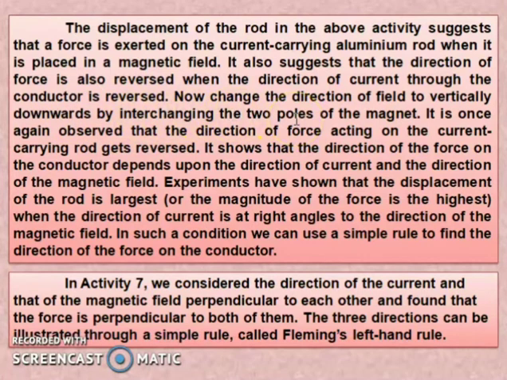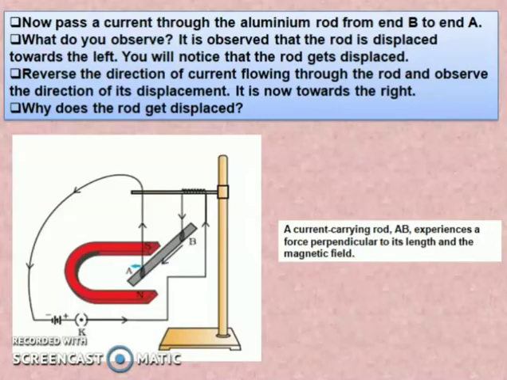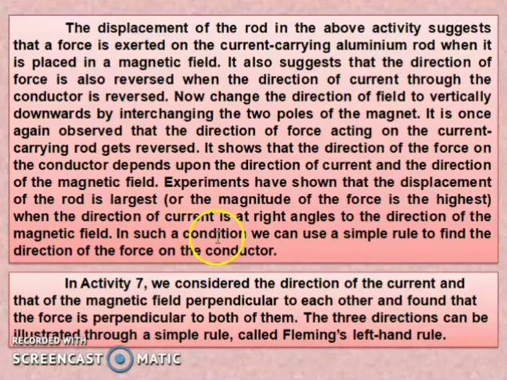Now change the direction of the field to vertically downward by interchanging the two poles of the magnet. Earlier we had the north pole below and the south pole above the aluminium rod. Now we are reversing this, keeping the north pole above the rod and the south pole below it. So what happens? By interchanging the two poles of the magnet, the direction of force acting on the current carrying rod gets reversed.